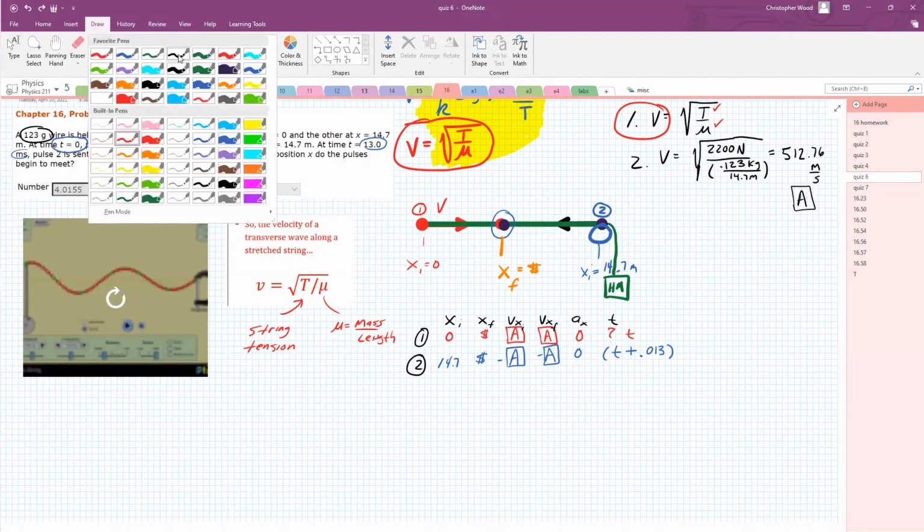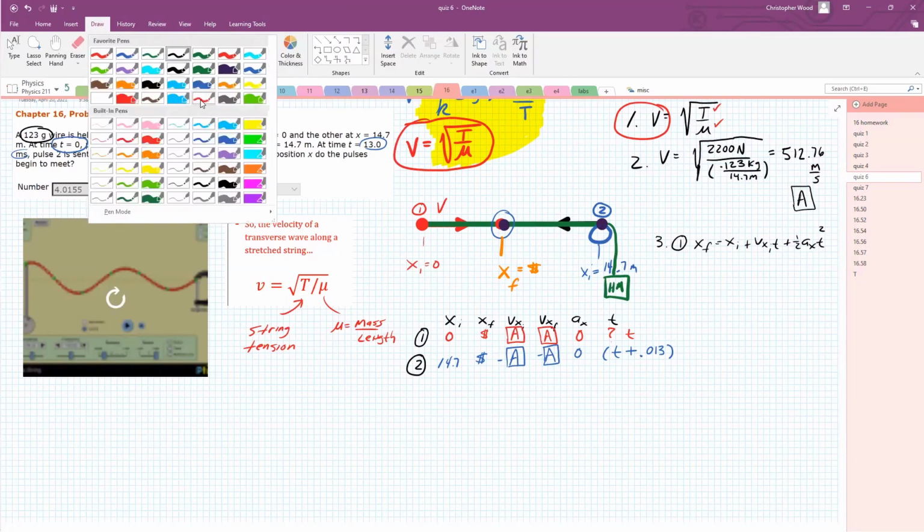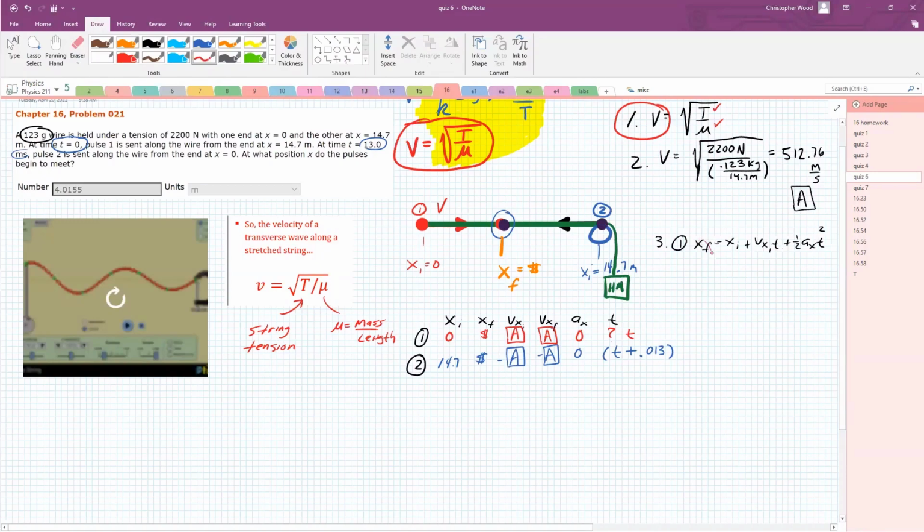So we're back to just generic kinematics. Step number 3. For pulse number 1, I'm going to do this. x final equals x initial plus vx initial times time plus 1/2 a sub x t squared. So that's the old kinematics guess and check. Maybe this will help, maybe not, but let's see. Low hanging fruit. This is my x initial. That's x initial. This is equal to 0.